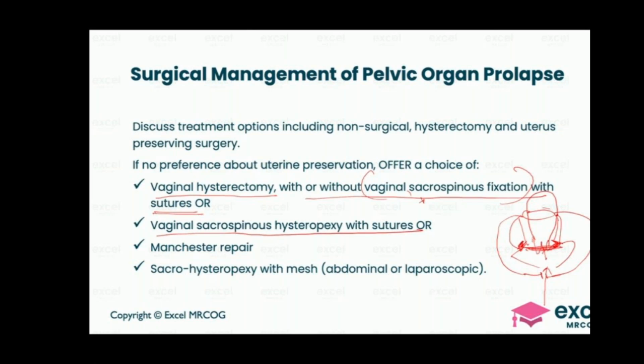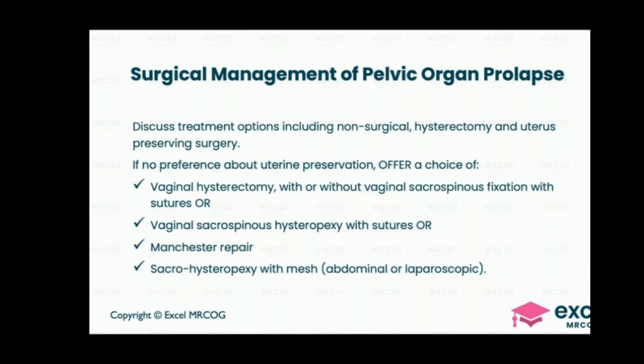Okay. If you want to preserve the uterus, you take the full uterus up and suture here. So that is vaginal sacrospinous hysteropexy with sutures. Manchester repair is where there is cervical elongation typically and it comes down. You cut the cervix and you put the McIntyre's ligaments which are at the side and the uterosacral ligament which are behind. You cut them and you put them in front so that they will pull the uterus behind. That is Manchester repair. Okay. Just for an idea, nobody is going to ask you what surgery, just a rough idea.